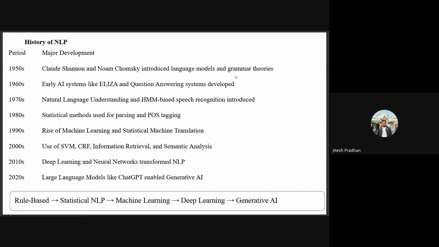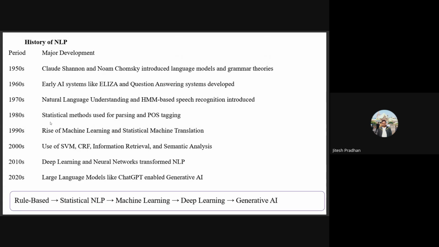This grammar theory is basically the base of every NLP, because in NLP processing we do tokenization, syntax analysis, semantic analysis, and thereafter. All these are part of compiler design, where these grammar theories are used. Now, in 1960, early AI systems like ELIZA and question answering systems were developed. Then in the 1970s, natural language understanding and Markov model based speech recognition systems were introduced.